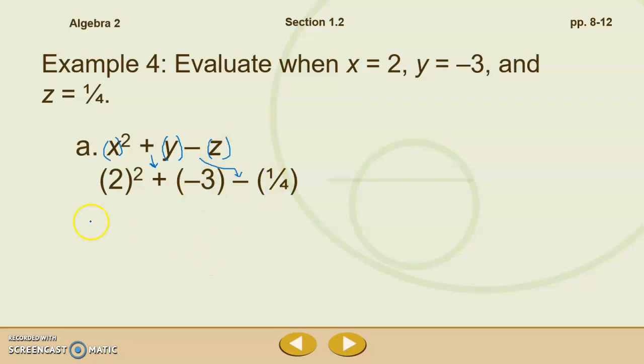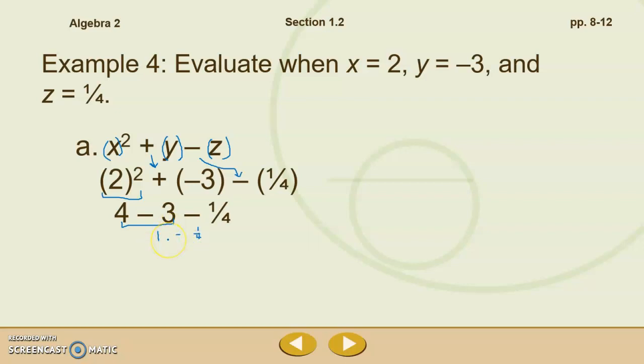We'll now use our order of operations to simplify this. We do need to start with our exponent here. So 2 squared is 4. And then plus negative 3 is just the same as minus 3. And then minus positive 1/4, which is the same as minus 1/4. Well, now we don't have any multiplication and division, so we can just add and subtract from left to right. 4 minus 3 is 1, so we're left with 1 minus 1/4.